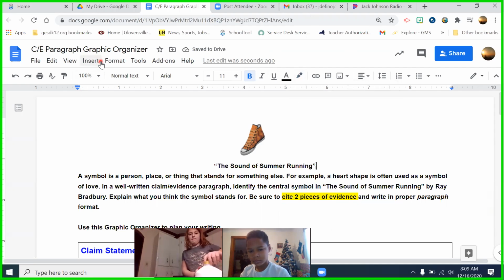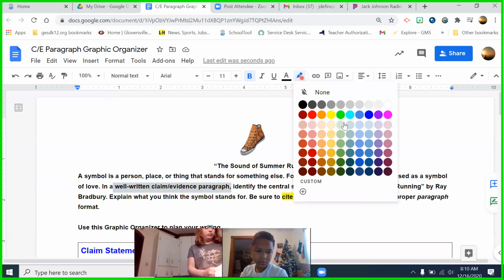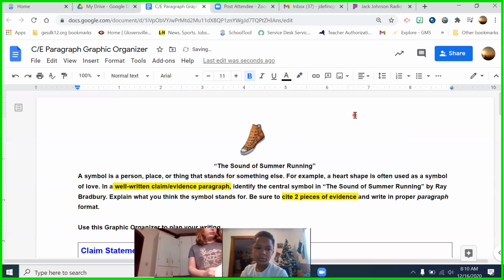It says how explain what your symbol stands for. No, that's what I have to do. I'm asking about the how. What format am I going to use? Page? Yeah, there you go. In a well-written. So you guys, if I'm highlighting something, you should highlight it as well, right? Okay. So in yellow is telling me how I'm going to do it, right? When I get all done with my graphic organizer, I need to write a well-written claim evidence paragraph with 2 pieces of evidence. Yes? Okay.